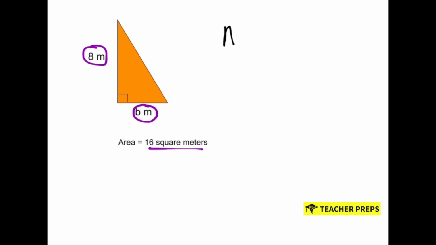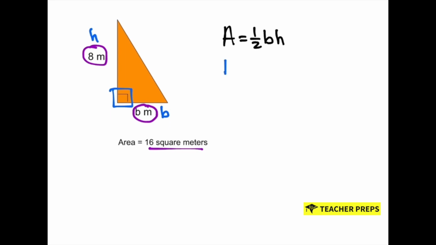The first thing is to start with the equation. Area equals 1/2 times the base times the height. For us to have a base and a height, we must have a right angle. 8 and b do form the right angle. So 8 is our height and b is our base. Now we can plug in what we know and solve for what we don't know.